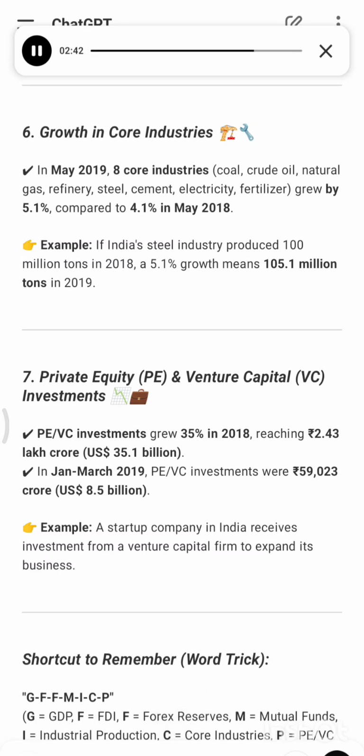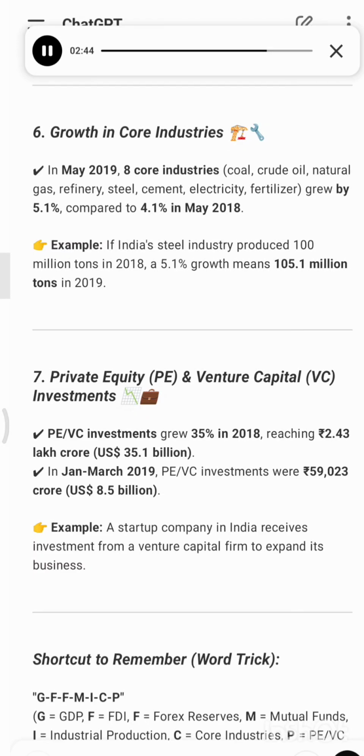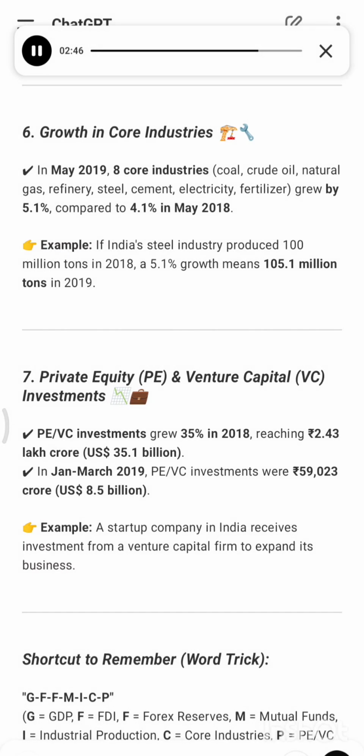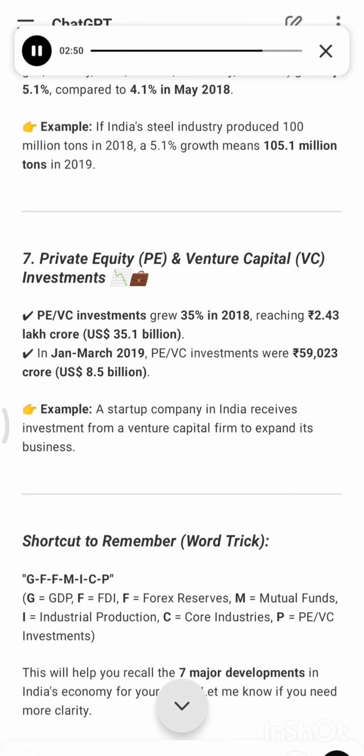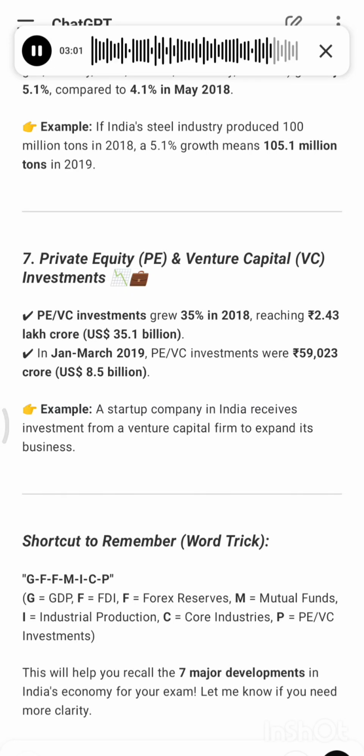7. Private equity, PE, and venture capital, VC, investments. PE VC investments grew 35% in 2018, reaching 2.43 lakh crore, $35.1 billion. In Jan-March 2019, PE VC investments were 59,023 crore, $8.5 billion. Example: a startup company in India receives investment from a venture capital firm to expand its business.